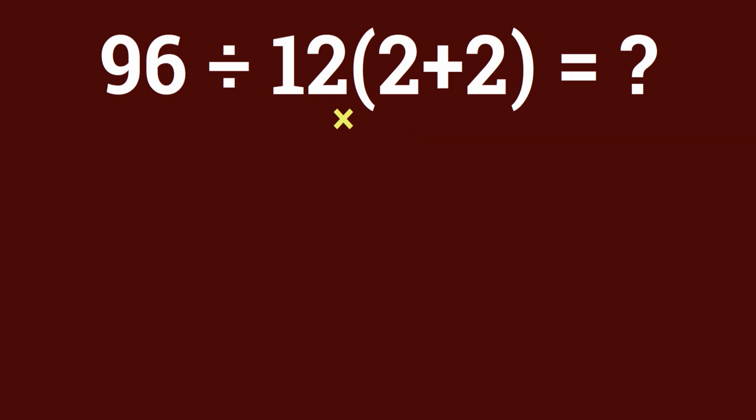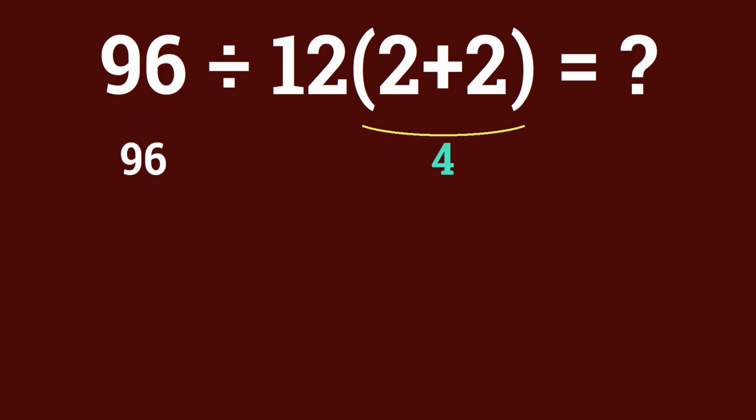So according to the PEMDAS, first we have to do this parentheses, then this division, and finally this multiplication. If we do this multiplication before this division, it's wrong. So first this parentheses. Inside this parentheses we have 2 plus 2, which equals 4.